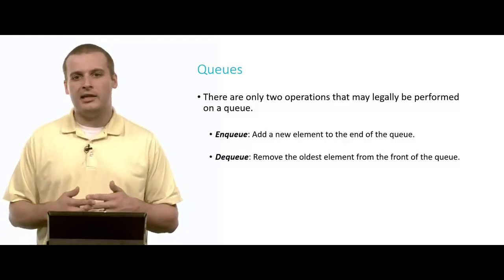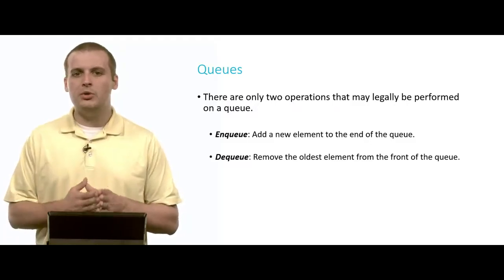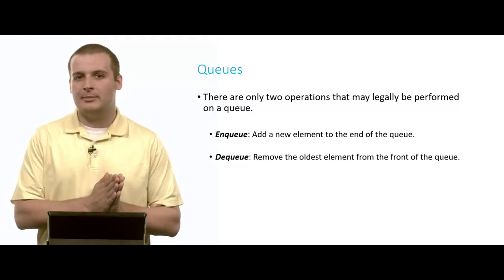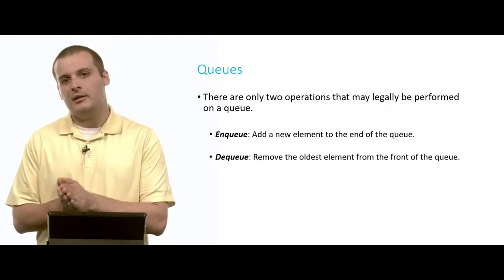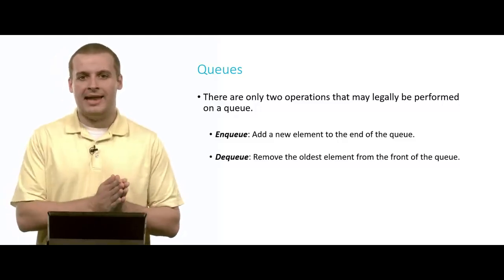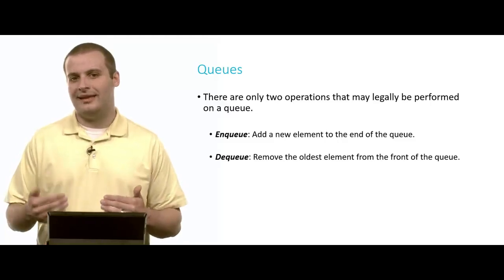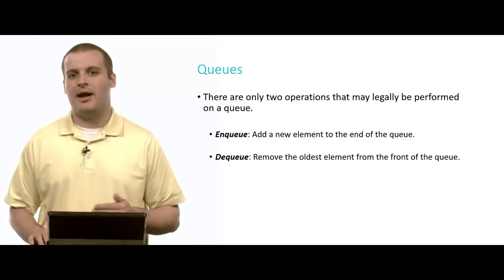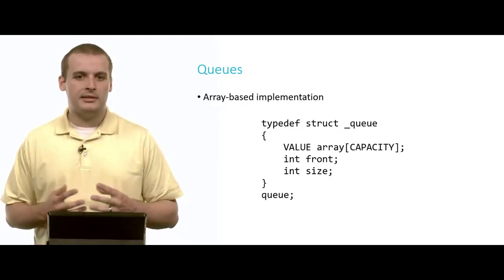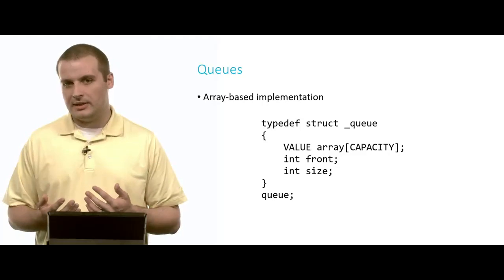So we're going to add elements onto the end of the queue, and we're going to remove elements from the front of the queue. Again, with a stack, we were adding elements to the top of the stack and removing elements from the top of the stack. So with enqueue, it's adding to the end, removing from the front, so that the oldest thing in there is always the next thing to come out if we try and dequeue something. So again, with queues, we can have array-based implementations and linked list-based implementations.